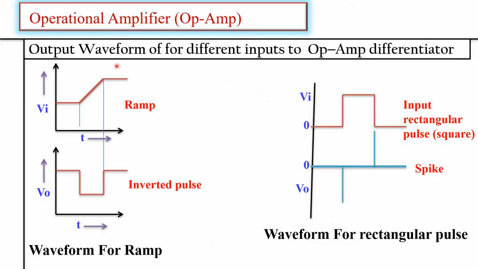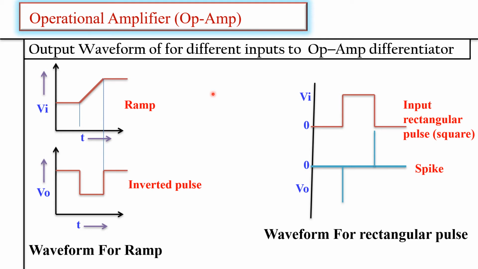Here we'll see the different output waveforms for the different inputs applied to the op-amp differentiator. Suppose we apply a DC signal to the differentiator, then the output of the differentiator will be equal to 0. Why will it be equal to 0? Because DC is constant, and the derivative of a constant is always 0, since the signal is not changing with time.